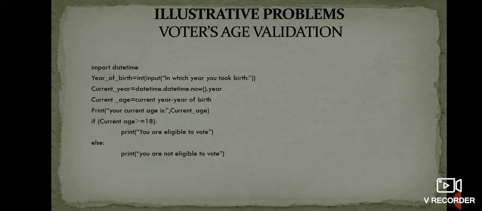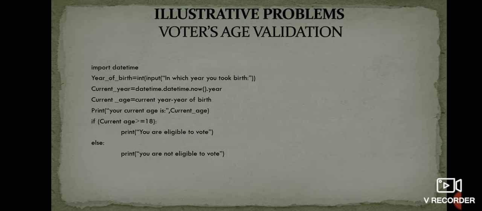And secondly, I am going to calculate the current age. How we will calculate the current age: we will subtract the year of birth from the current year. By this, we will get the current age. Here I am printing "Your current age is", and I am going to check whether the age is eligible to vote or not.